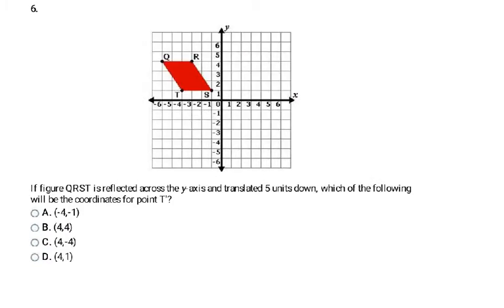This next problem reads, if the figure QRST is reflected across the y-axis and translated 5 units down, which of the following would be the coordinates for point T, the new point T? So reflected over the y-axis means that if you fold it along the y-axis, and then, like if you were to put ink on this and then fold it along the y-axis and press it down, that ink that's left over here would be your new quadrilateral.